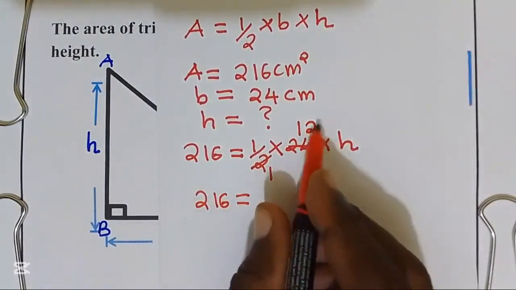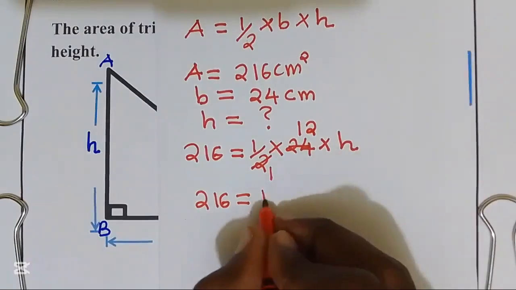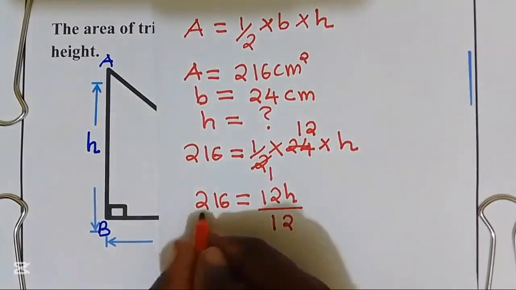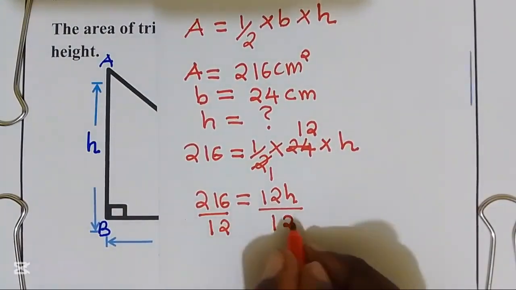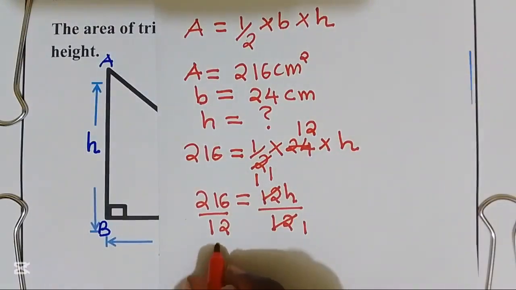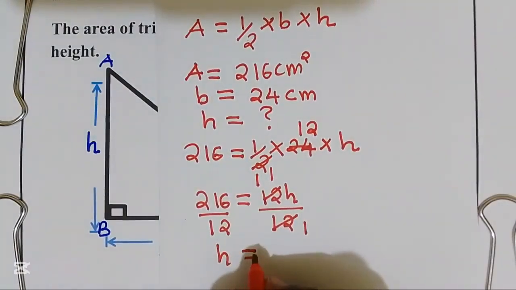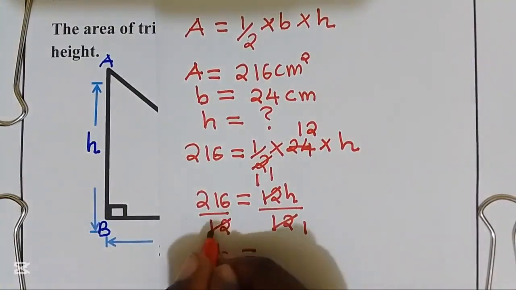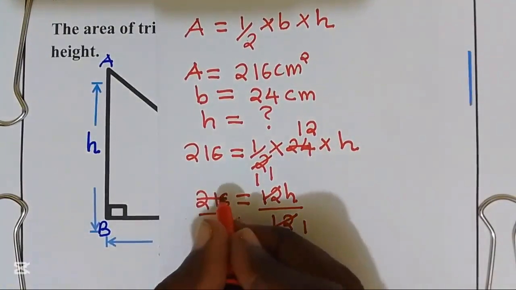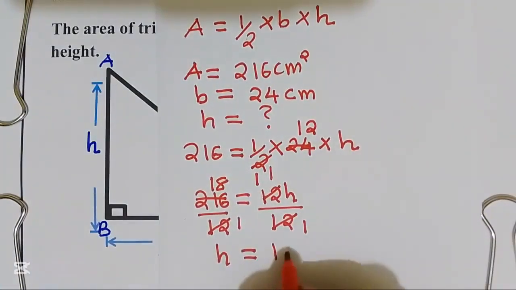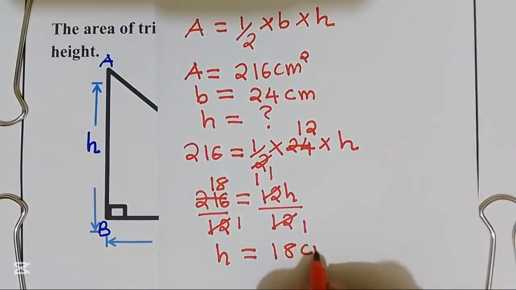216, this is equal to 12 multiplied by h. We got 12 h. I'll divide by 12. I'll divide by 12. By 12, 1. By 12, 1. We got h is equal to, 216 divided by 12 is 18. So h is equal to 18 centimeter.